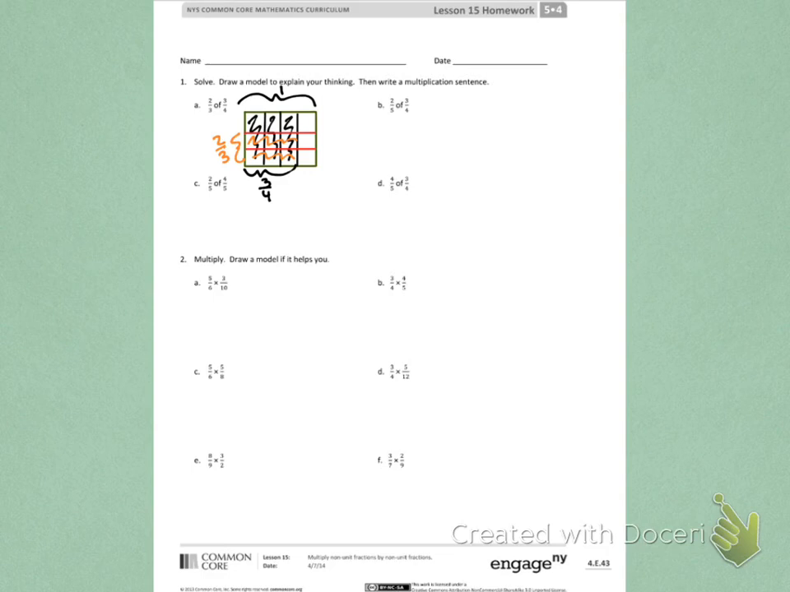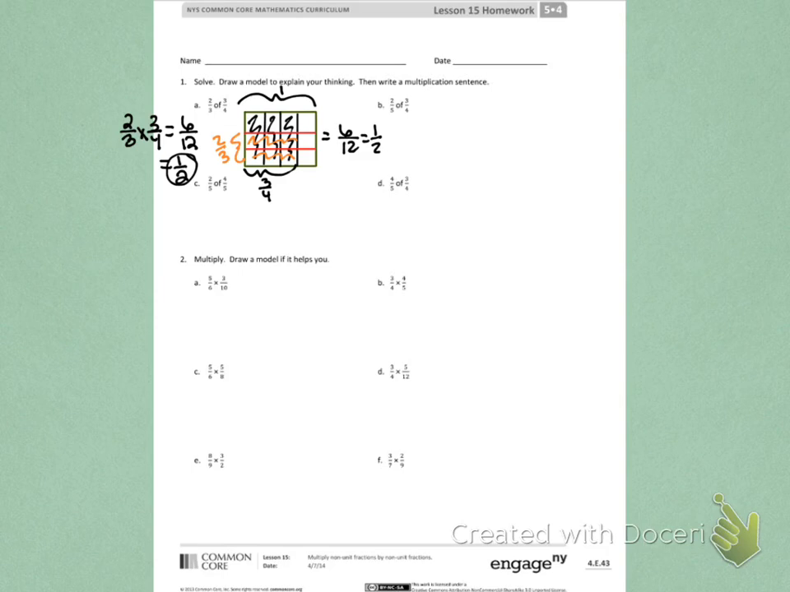And it's asking for a multiplication sentence. Let's first see what our answer ends up giving us. We end up with 6 out of 12 pieces, which is 1/2 altogether. So I'm going to go back over here and write the multiplication sentence. 2/3 times 3/4 is going to equal 6/12, which equals 1/2.